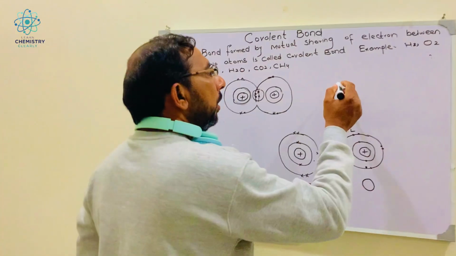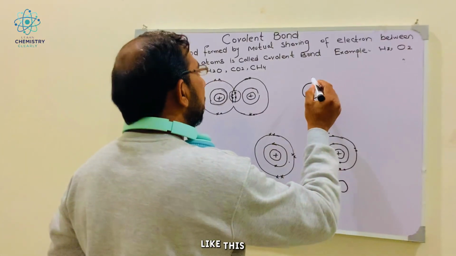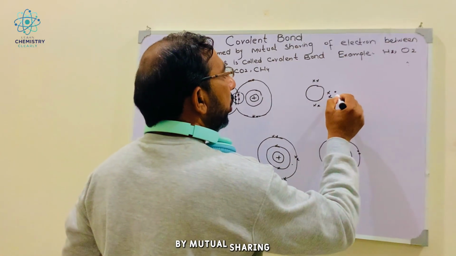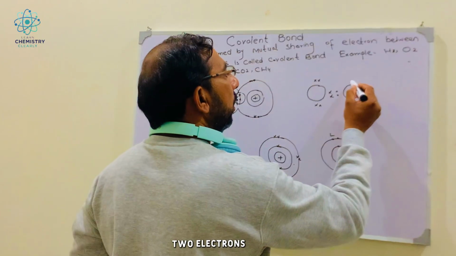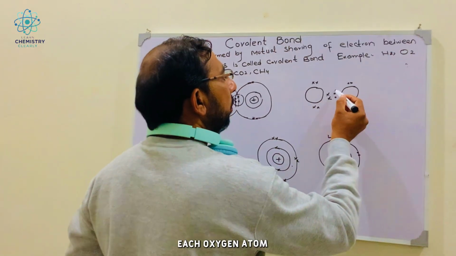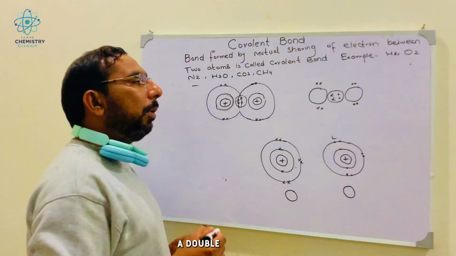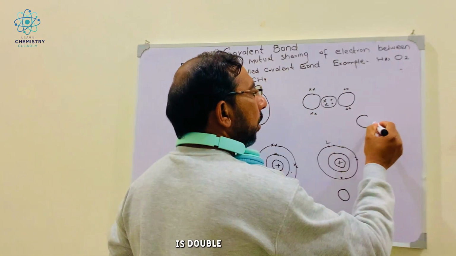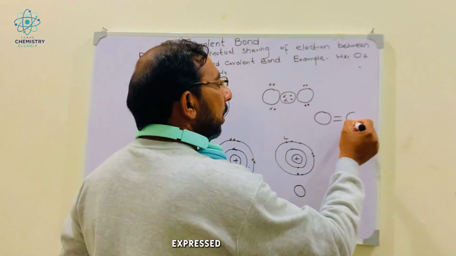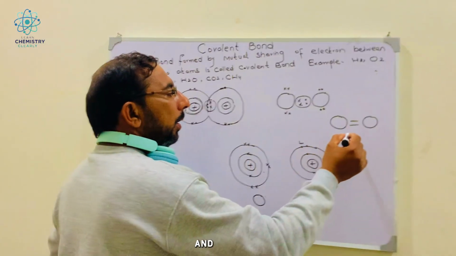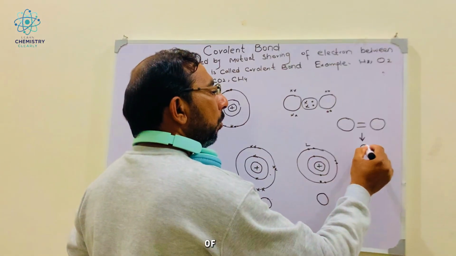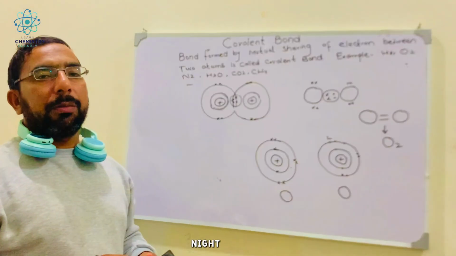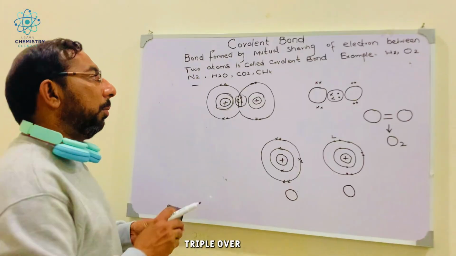Now in this case, two oxygen atoms like this will be formed by mutual sharing of two electrons from each oxygen atom, and there will be formed a double covalent bond between two atoms. I can write it as this is double covalent bond and will be expressed with two small lines, and in this way the molecule of O2 is formed. Clear? Now we will move toward our last type of bond, that is called triple covalent bond.